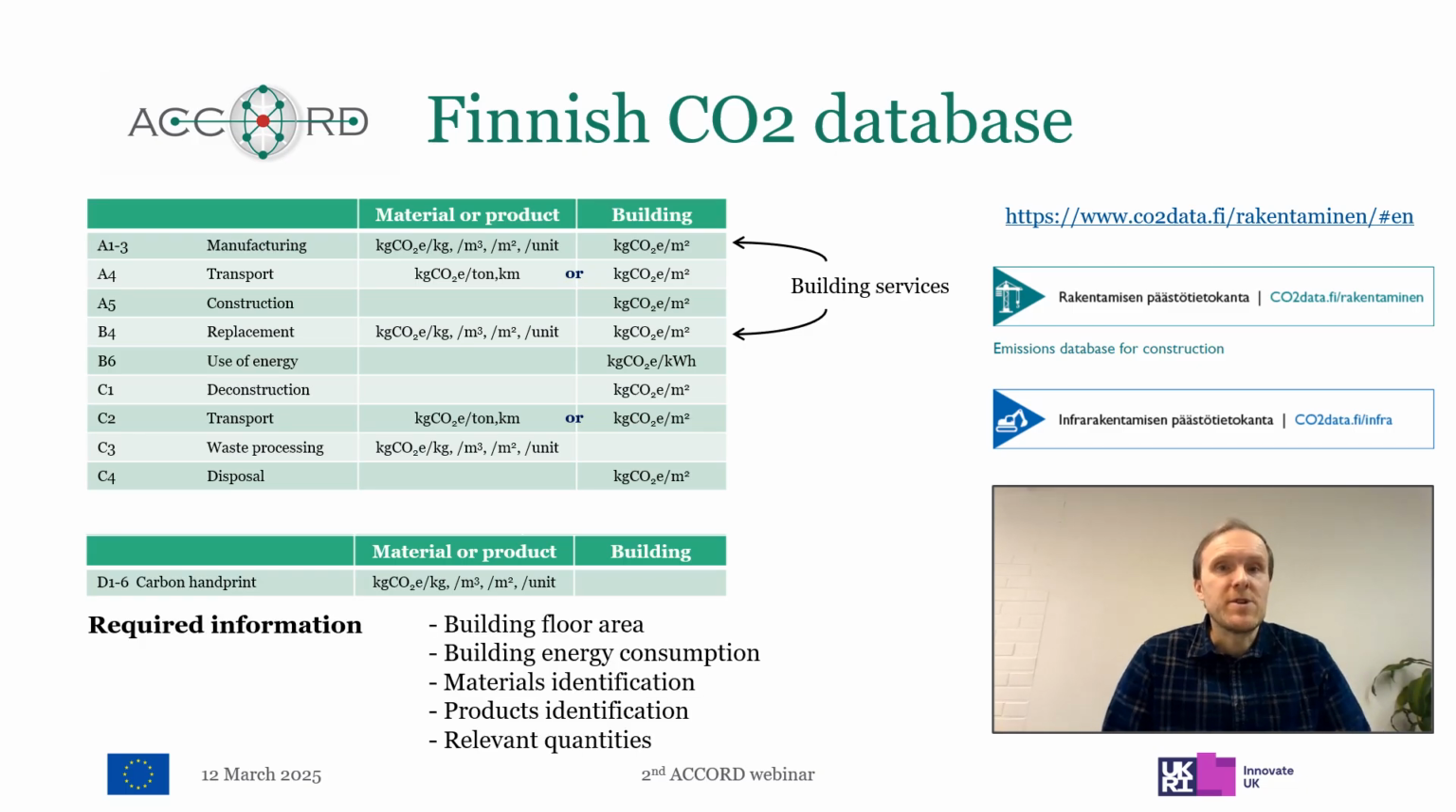Still, there is some information which is needed for the successful carbon calculation: building floor area, its energy consumption, identification of materials and products and their quantities. As you can see, most of the information could be obtained automatically from the common architecture BIM model. The material identifications and quantities might be a little bit more problematic, but we will talk about it in the following part of the presentation.